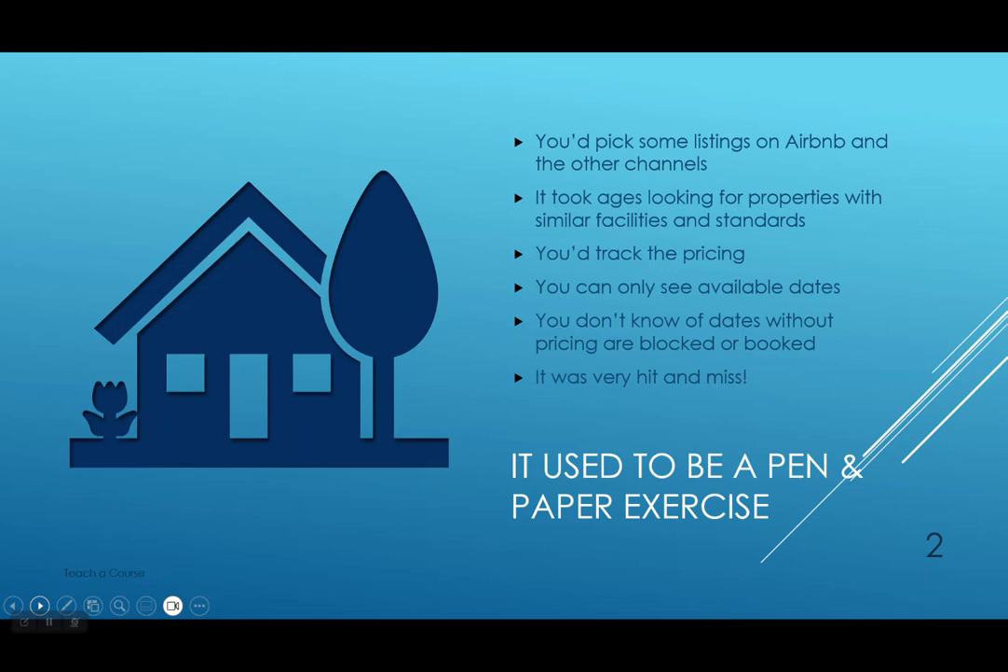But you'd put your little set together, you'd make a note of the listings, and you'd track the pricing. So you'd have a look at the pricing for various seasons of the year. And then you might follow up in a few months' time to see how they're doing and see how you're comparing. You can only see available dates, as I've said, so you've no idea of knowing what the price is when they weren't available, whether they booked at that price or whether they just blocked the week out.